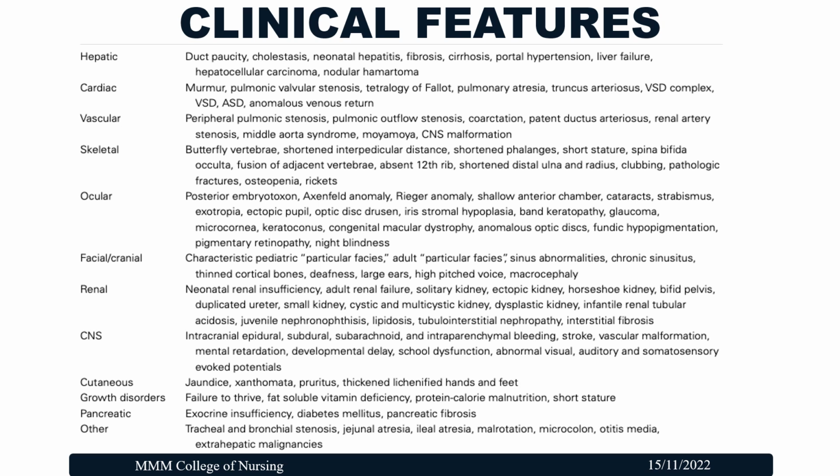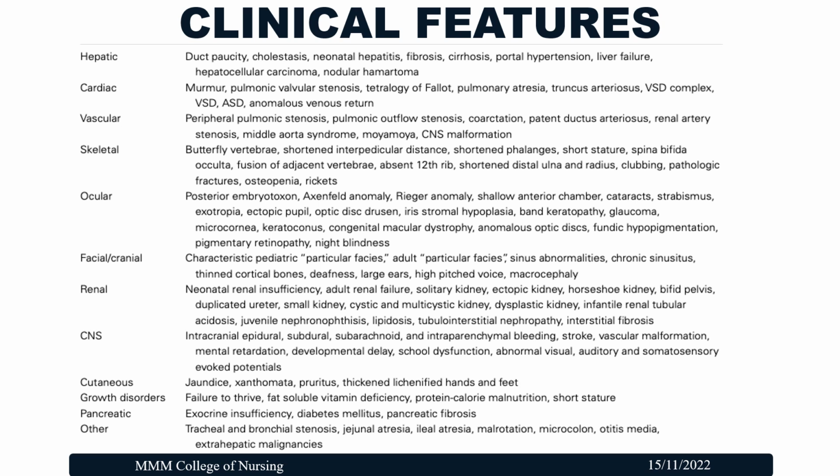Let's address the clinical features of Alagille syndrome. Hepatic: duct paucity, where there is absence or marked decrease in the number of interlobular bile ducts, cholestasis, neonatal hepatitis, fibrosis, cirrhosis, portal hypertension, liver failure, hepatocellular carcinoma, and nodular hamartoma. It is a benign mass of disorganized tissue native to a particular anatomical location.